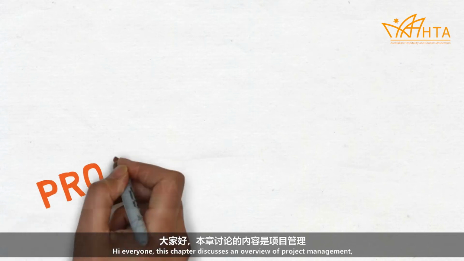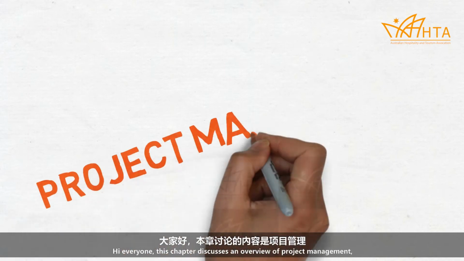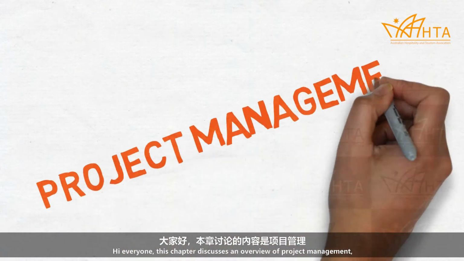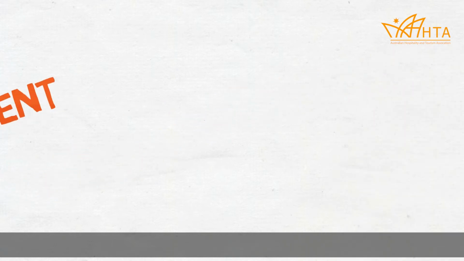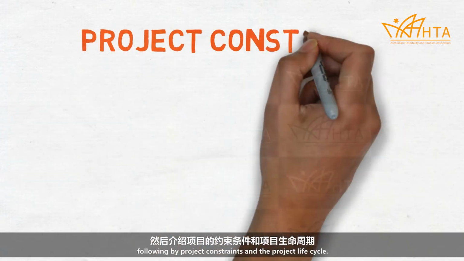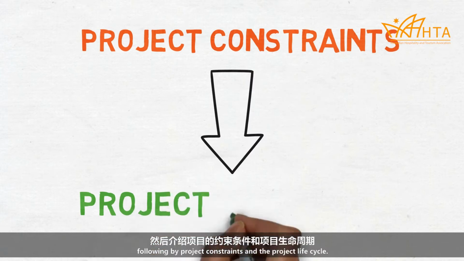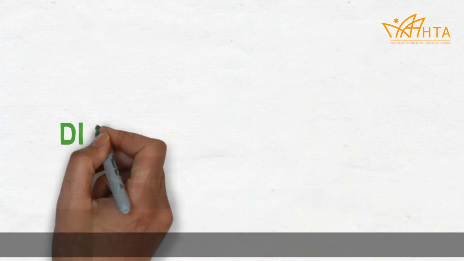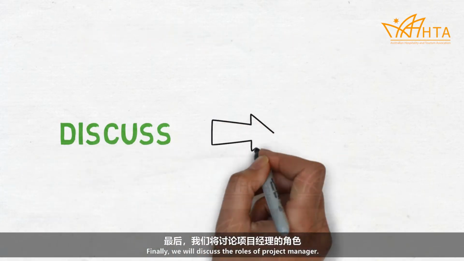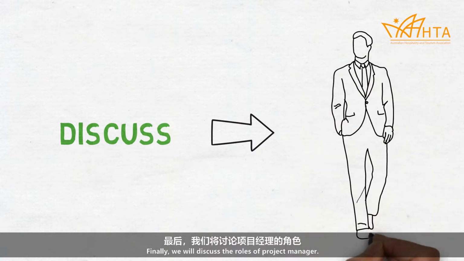Hi everyone. This chapter discusses an overview of project management, followed by project constraints and the project life cycle. Finally, we will discuss the role of project managers.